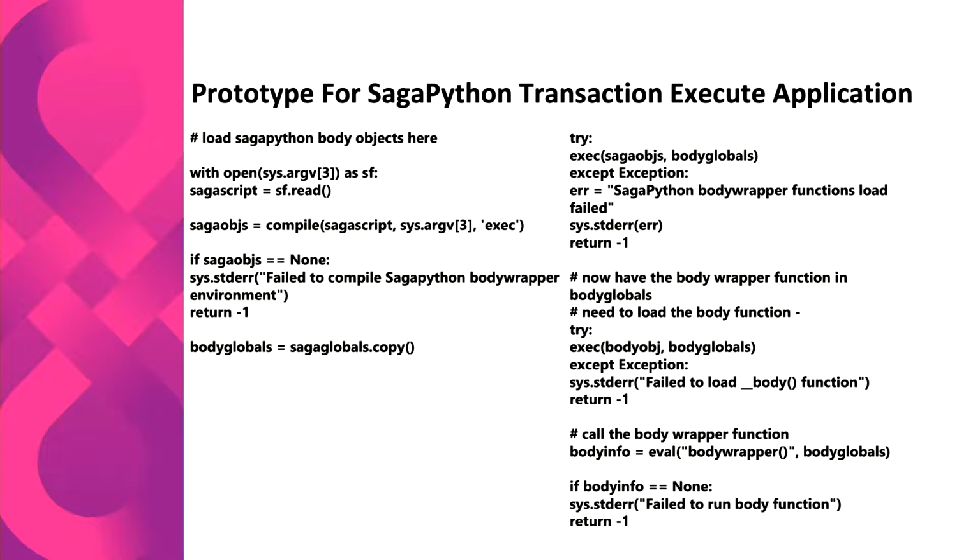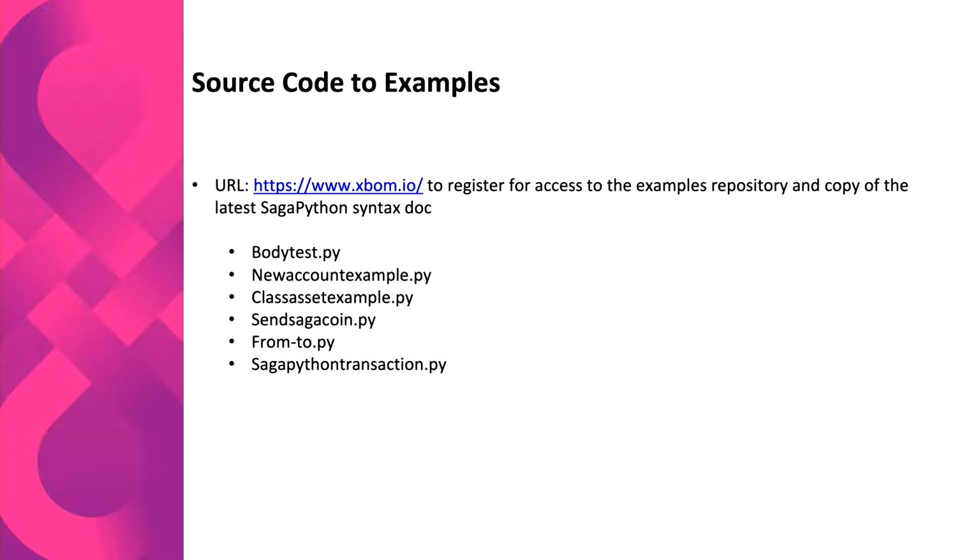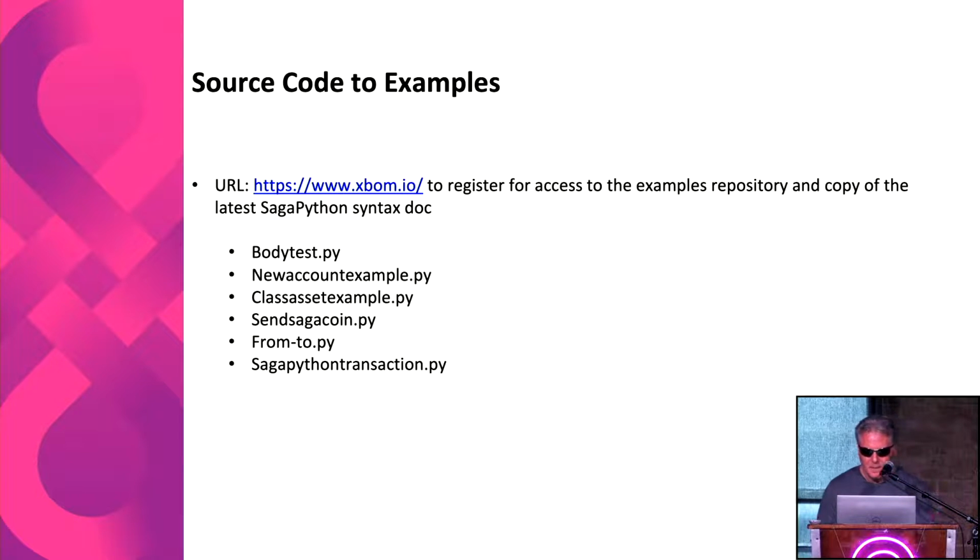And getting to source code examples, and then I think this is the last slide. Yay. Okay, so if you go to xbomb.io and register for access to this, you'll be able to see two things. One of them is this list of source code. There's a body test example. Pretty much everything that's in the slide deck is in here.